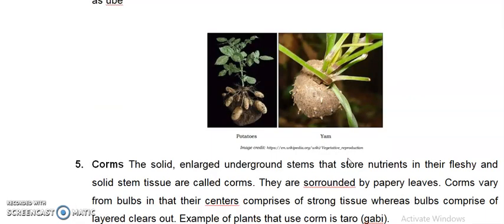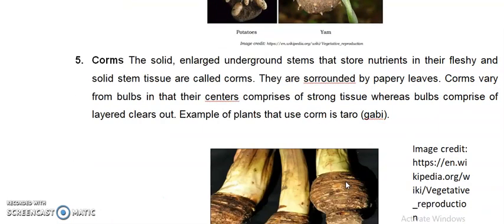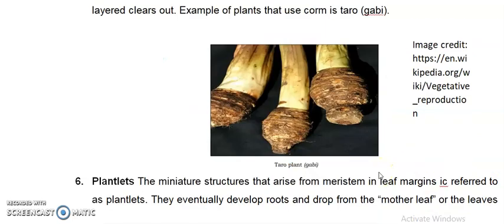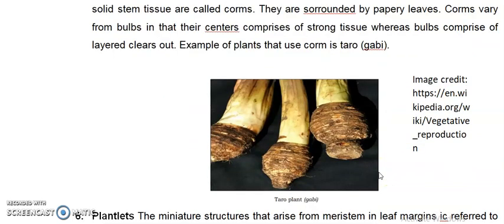Then we have corms. A corm is an enlarged, short underground stem that stores food. Corms resemble bulbs but do not have thick, fleshy leaves. New corms develop from the stem of an old corm to produce new plants. An example of a plant that uses corms is taro, or gabi. Another example is this gladiolus.